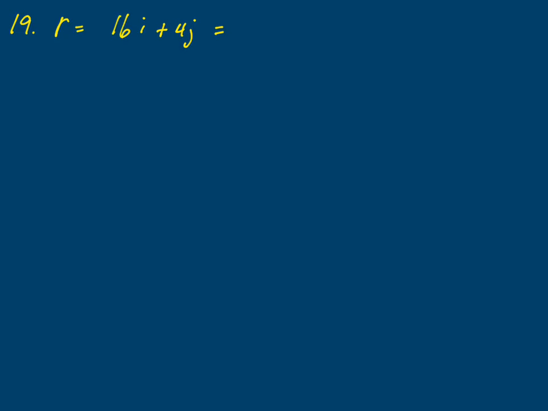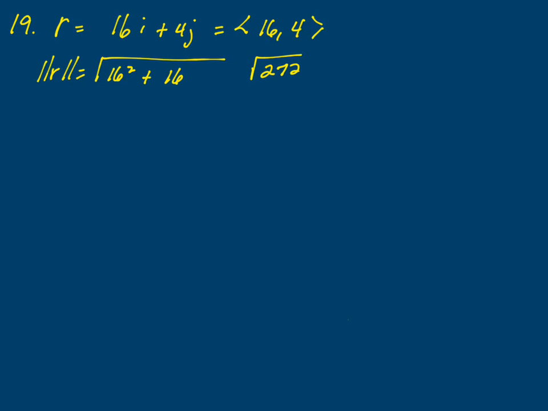And so that would be 16, 4 if we're looking at it that way, right? Component form. So r is the square root of 16 squared plus 4 squared. And isn't 16 squared 256? So that would be 272, square root of 272.